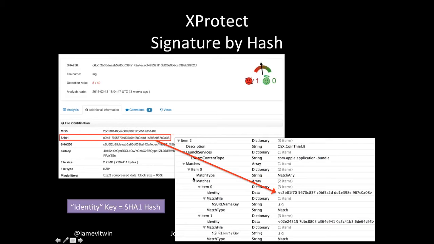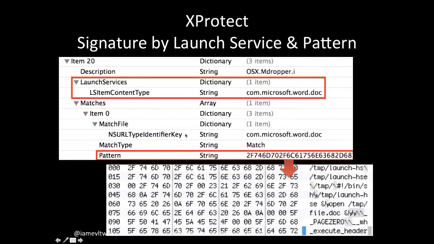So in this, there's a bunch of different keys in here, a couple that I want to point out. This identity key here, this is basically a SHA-1 hash that it's actually looking for. So maybe you have a different variant, it might have a different hash. It's not going to be protected because it's looking for this specific hash only. You also have a couple of other ones here.